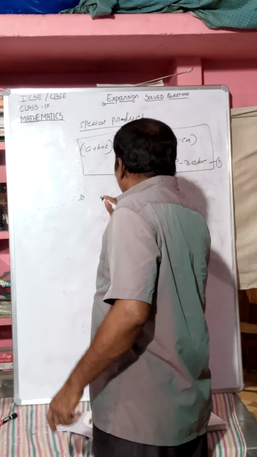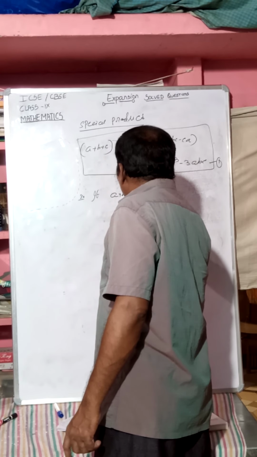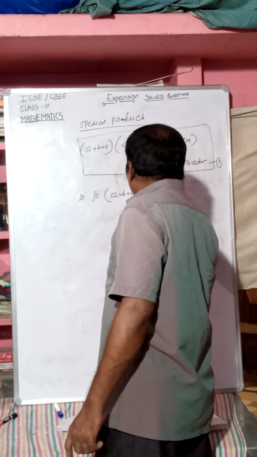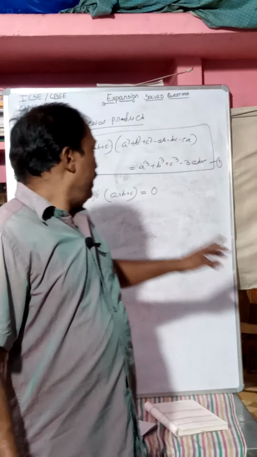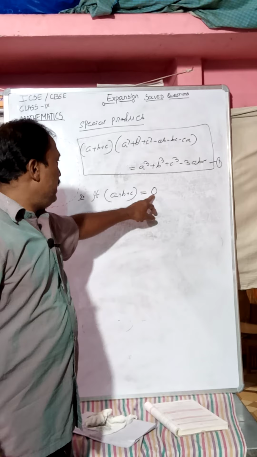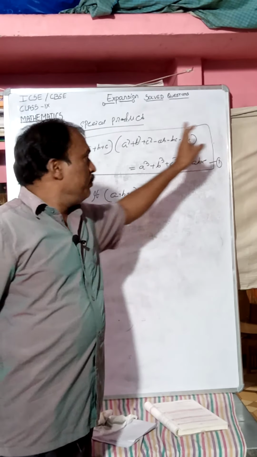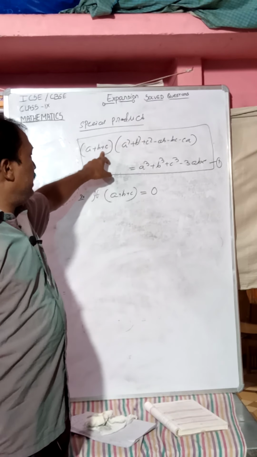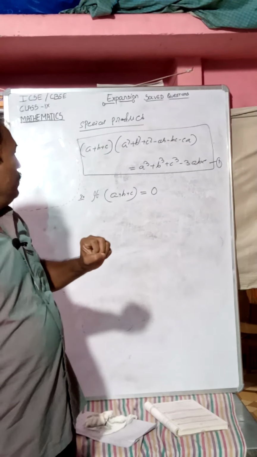Then second, suppose the value of a plus b plus c is equal to 0, what will be? If a plus b plus c is equal to 0, the total left side will be 0, because a plus b plus c is equal to 0, and 0 into something is equal to 0.